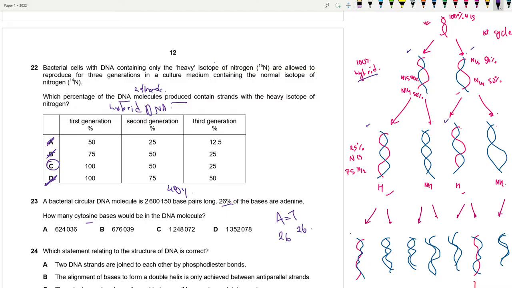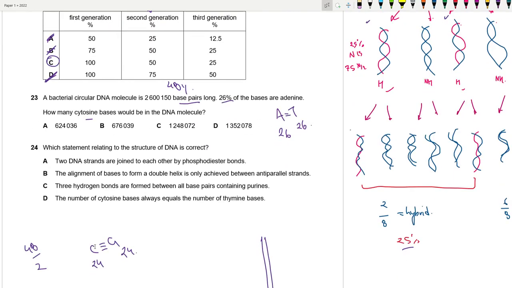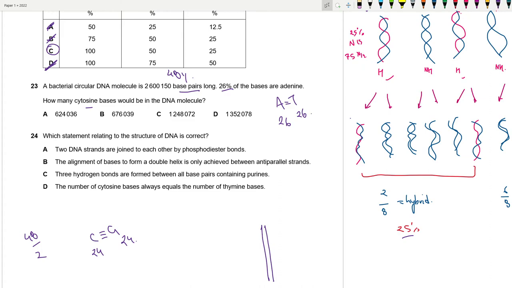Basically, check this. This is the tricky part. We have a bacterial circular DNA molecule which is 2,600,150 base pairs long. So here they're talking about base pairs. If you have 2600150 base pairs, that actually means you have 2600150 into 2 bases. That's what the question asked. How many bases do we have?